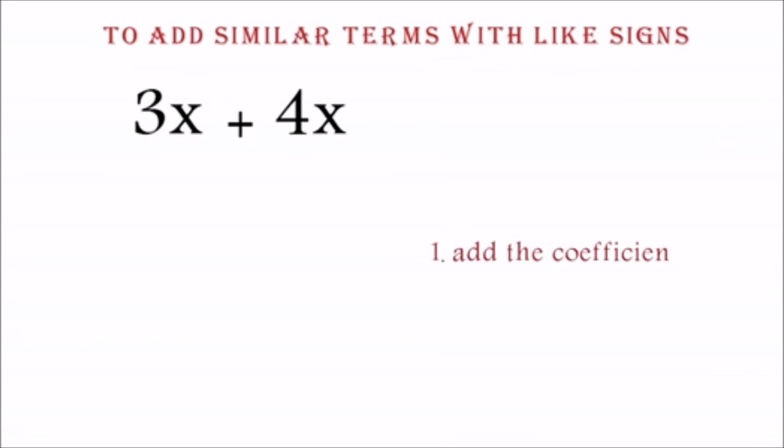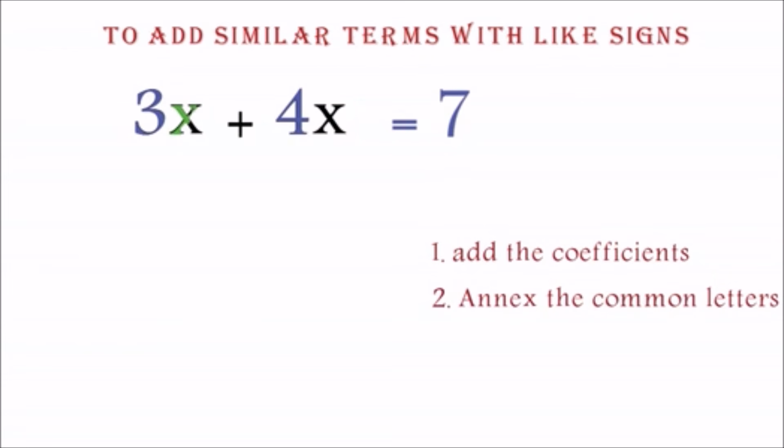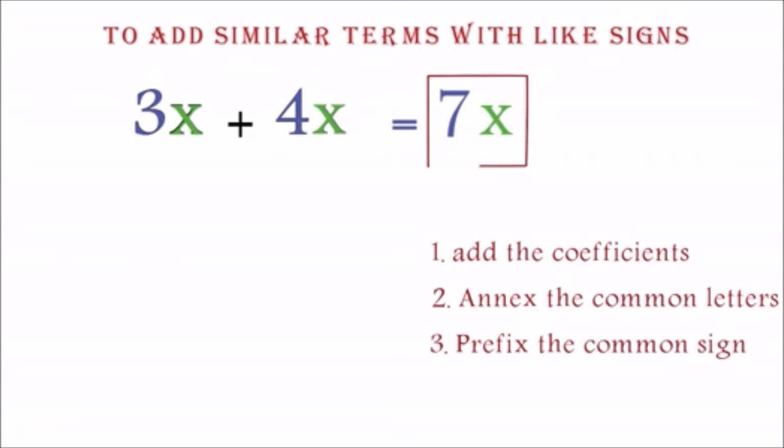To add similar terms with like signs. Example, 3x plus 4x. These are two positive like terms. The first thing is to add the coefficients. Add the 3 and the 4 to get 7. The next thing is to annex the common letters. The common letter is x, so place it behind the 7. Finally, prefix the common sign. Here, they are both positive. We do not write a plus sign in front of a number. Our answer is therefore 7x.